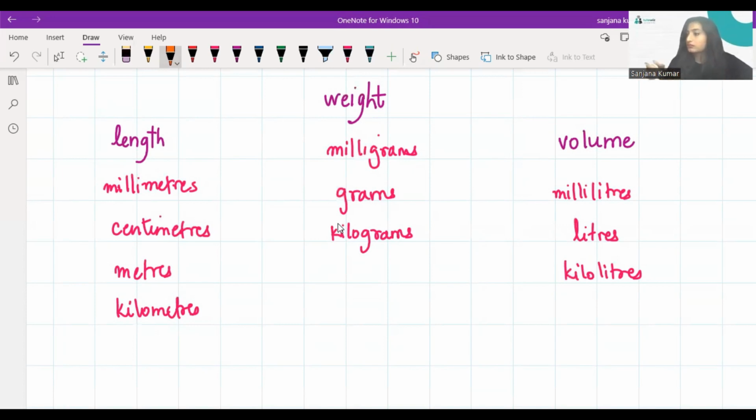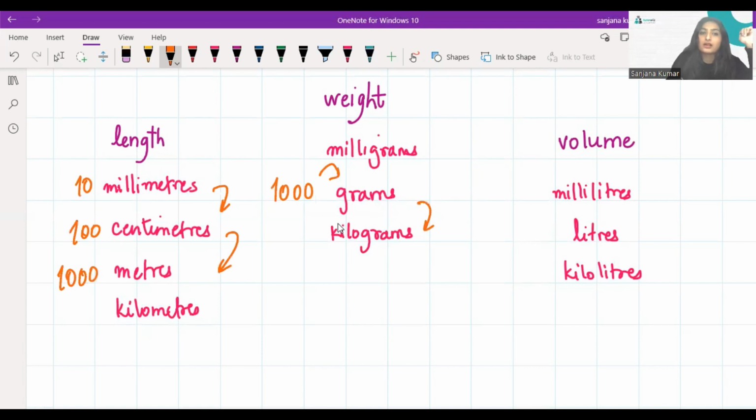When I come to weight, I could say that this tiny container I can, well, weigh in milligrams, and something in grams is a much larger quantity. 1000 milligrams make up 1 gram, and 1000 grams make up 1 kilogram. Similarly, just to rewind a little bit, 10 millimeters make up 1 centimeter, 100 centimeters make up 1 meter, and 1000 meters make up 1 kilometer. Coming to volume, 1000 milliliters make up 1 liter, and 1000 liters make up 1 kiloliter.